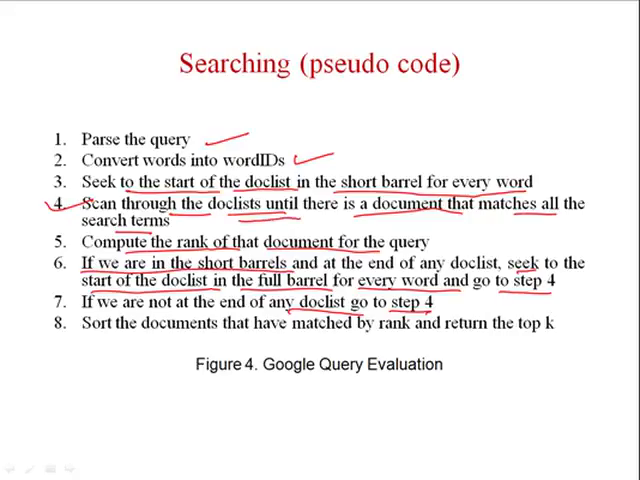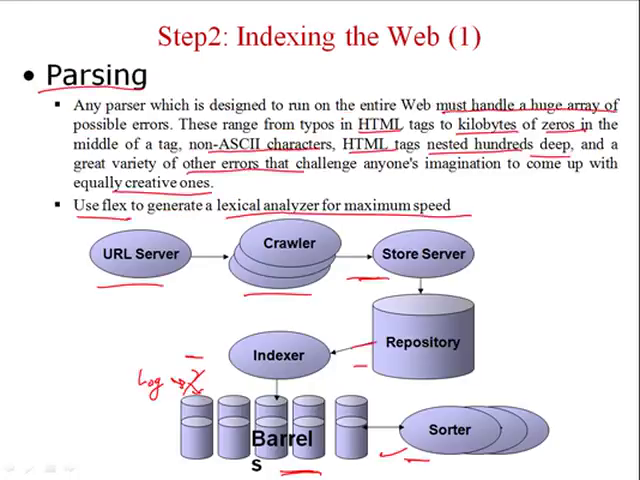Scan through the doc list until there is a document that matches all the search terms. Sort the documents that have matched by the rank and return the top key. So this is simple Google query evaluation technique. This barrel contains the sorted indexes.